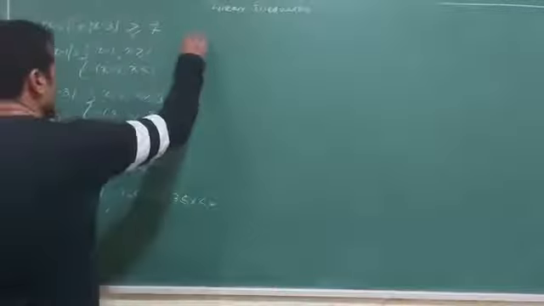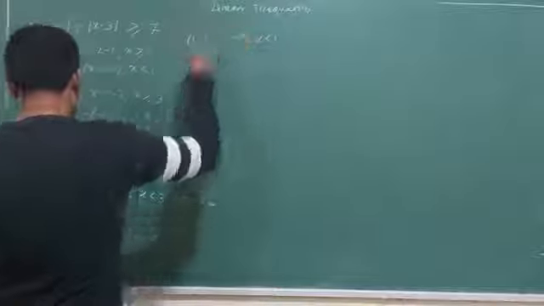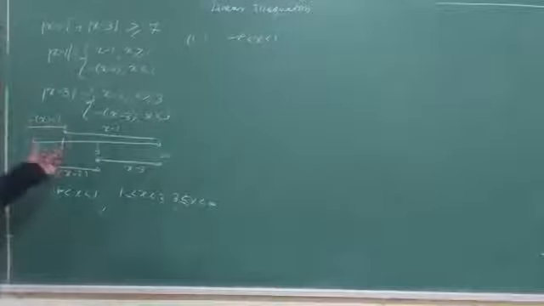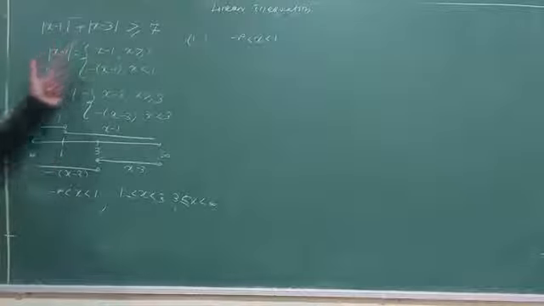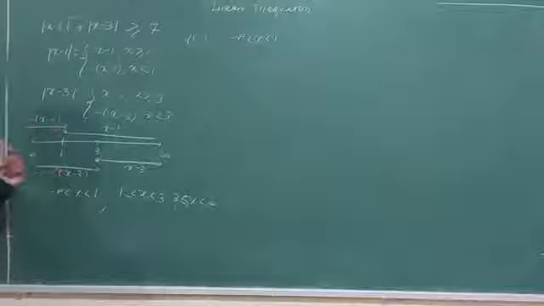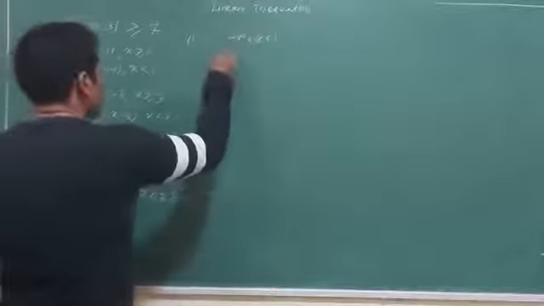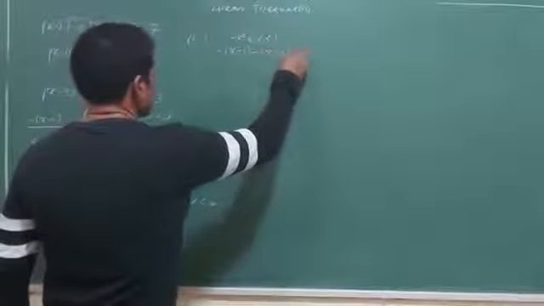The first interval, x is less than 1, greater than minus infinity. In the extreme left, all modulus signs will be replaced by negative. From minus infinity to 1, we have not crossed any partition value. 1 is the smallest partition value and I have not crossed it, so all the modulus will be negative. So write down minus (x minus 1) minus (x minus 3) greater than or equal to 7.